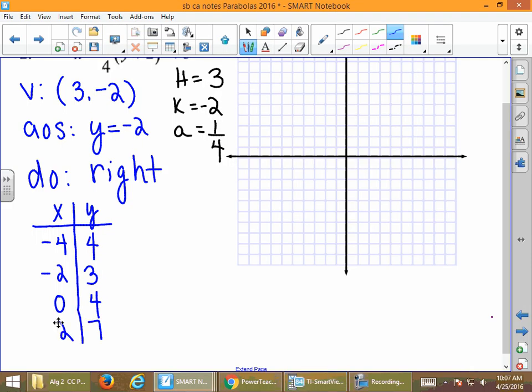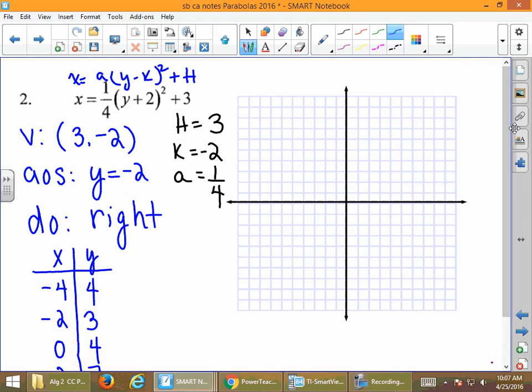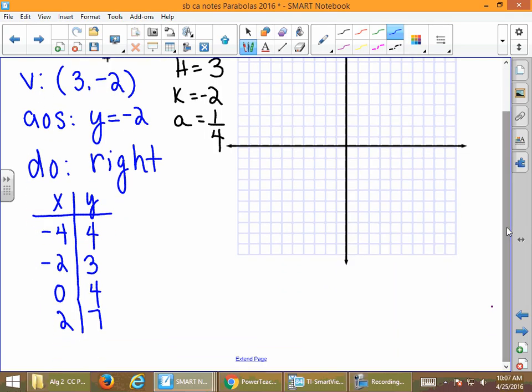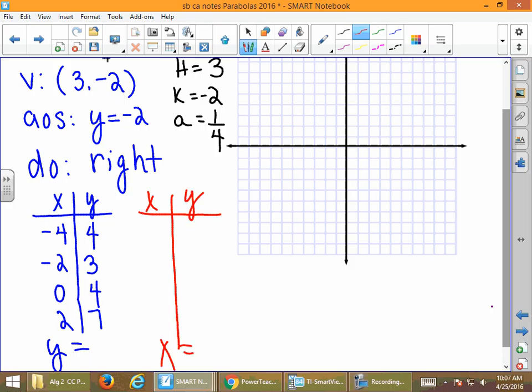But think about what we did when we typed it in the calculator. I typed in y equals 1/4 times the quantity of x plus 2, quantity squared, plus 3. What did I do to the x and the y? I switched them. So when we come over here and draw our graph, what I've been doing on my paper is I've been writing y equals here. But what we really need to graph is an x equals. So we switch places of the x and y.